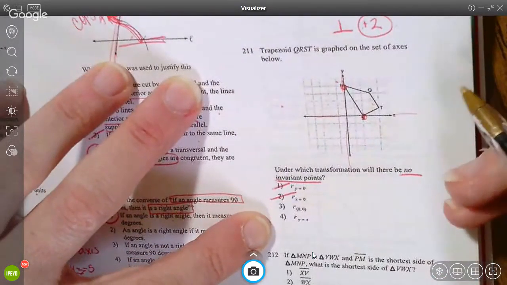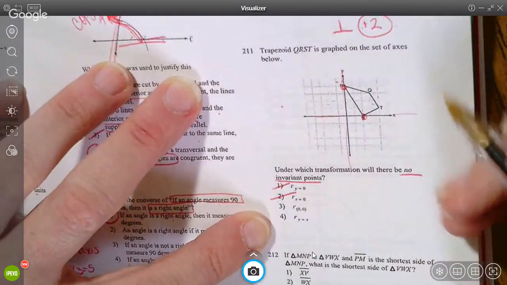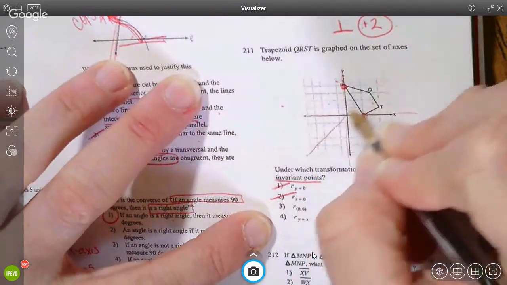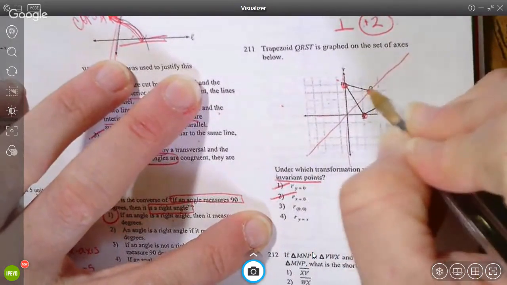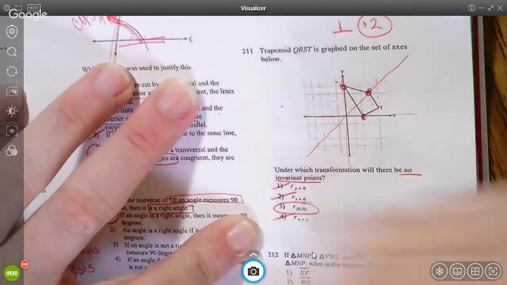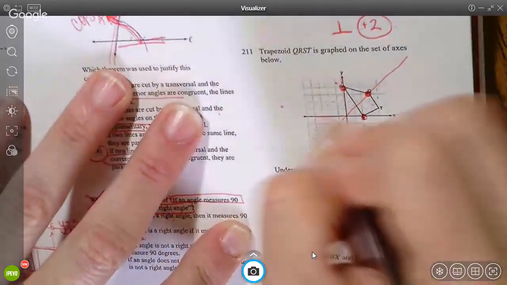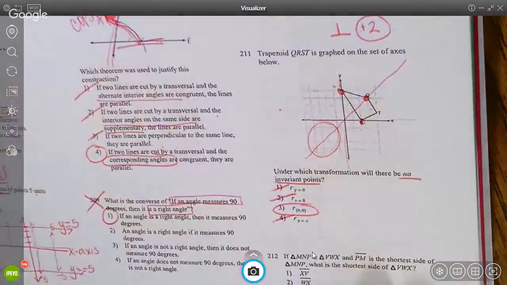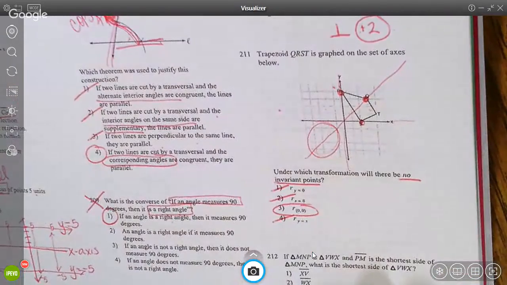A reflection of y equals x. Well, y equals x would be here. So that means Q would stay in the same spot. So it's this one. It's a reflection of 0, 0, which would actually rotate it down here. But again, I would be surprised if you see invariance in Georgia.